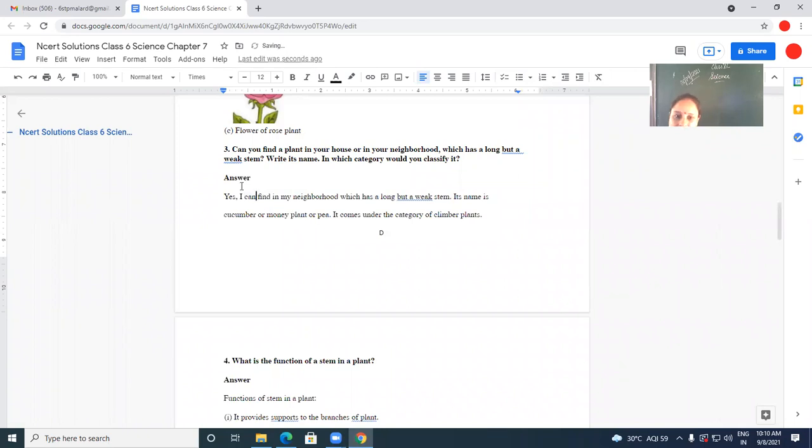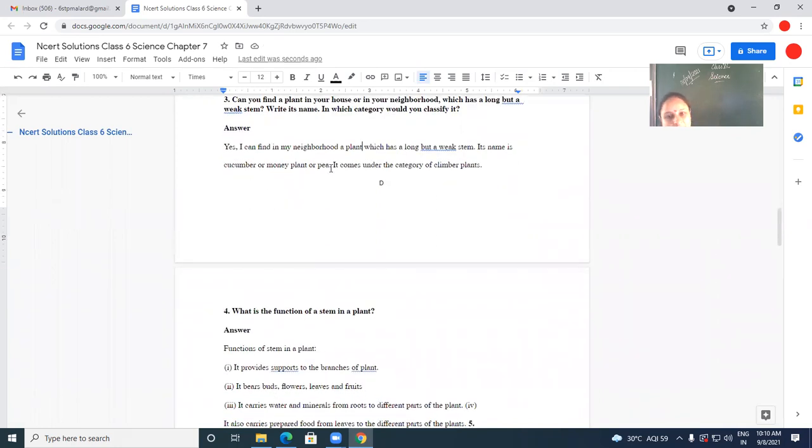So I can find in my neighborhood a plant which has a long but weak stem. Its name is cucumber or honey plant or pea. You can write down any of them. And it comes under the category of a climber plant, right? So I think you should write money plant. Okay, don't write the other ones. We don't see them quite frequently in our neighborhood.